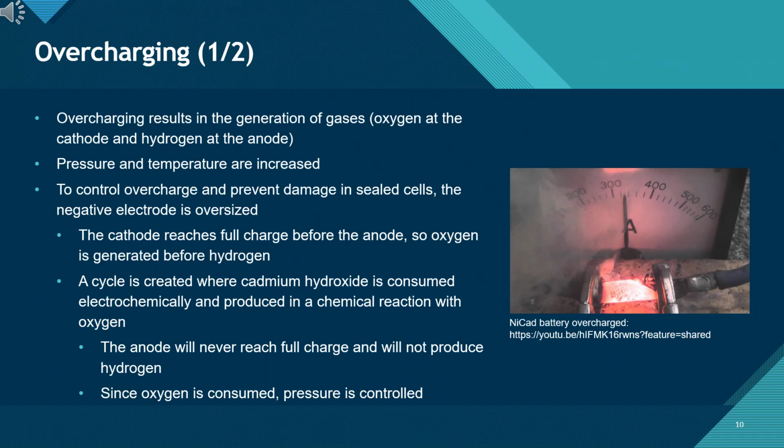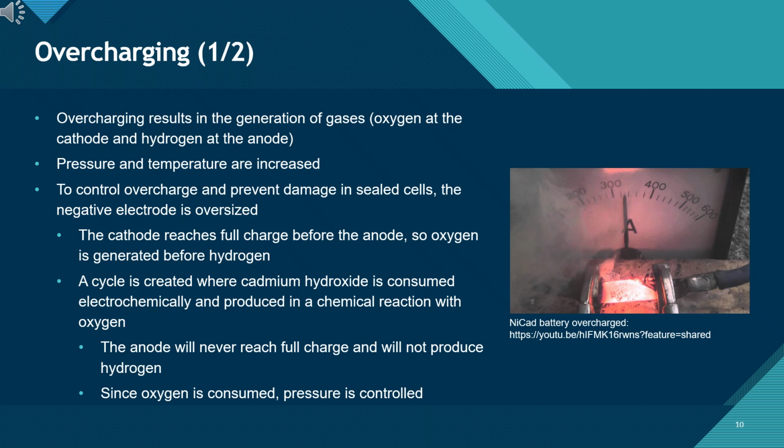Let's talk about what happens when a NiCd battery is overcharged. When the battery is already full, continuing to push current into it doesn't store more energy. Instead, electrolysis of water begins. The cathode produces oxygen gas, and the anode normally produces hydrogen gas. This gas generation increases both pressure and temperature, which can be dangerous.